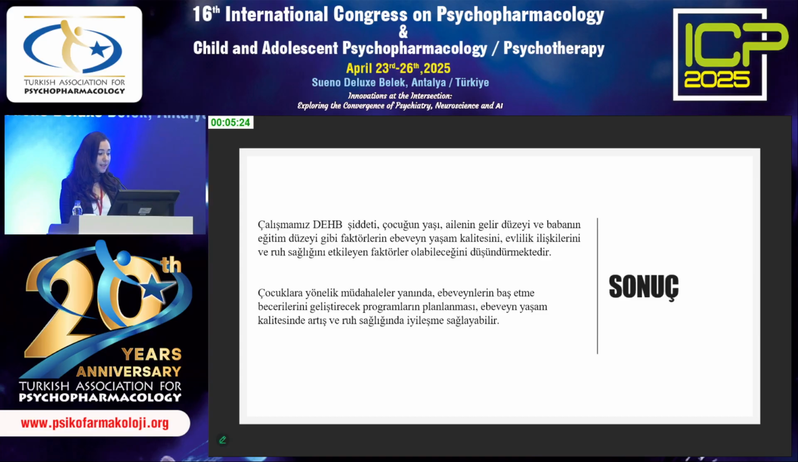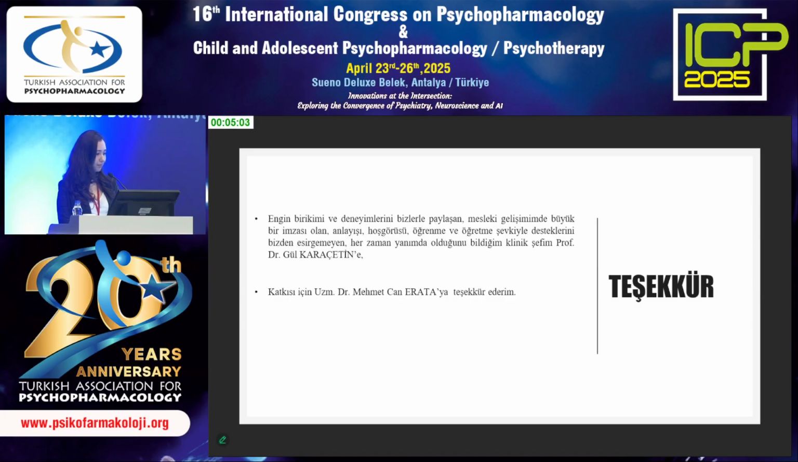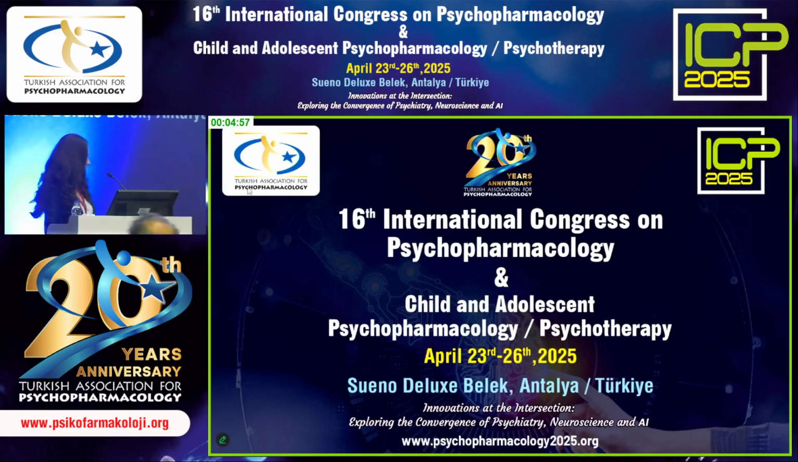Again, our study suggests that factors such as ADHD severity, the child's age, the family's income level, and the father's education level may be factors affecting parental quality of life, marital relationships, and mental health. In addition to intervention for children, planning programs to improve parents' coping skills can increase parental quality of life and improve mental health. I would like to thank you all.